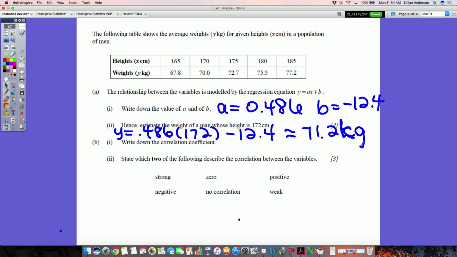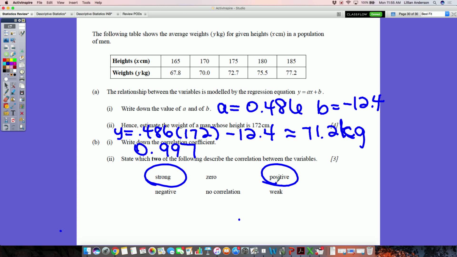Now write down the correlation coefficient. That was right there, still on your calculator. 0.997. So which two would you circle? Strong, positive. Awesome stuff. Okay. And to be honest, that's really what you're looking at with the bivariate analysis part of the IB exam. Both of these I pulled from past papers, so they were both the short response ones on the calculator section.